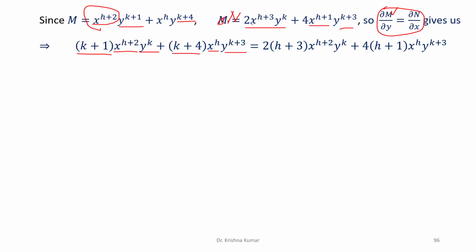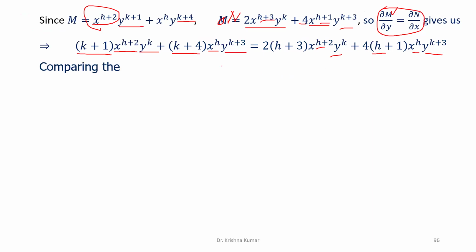So the partial derivative of this means 2 times (h plus 3) into x to the power h plus 2, y to the power k plus 2, plus 4 times (h plus 1) into x to the power h, y to the power k plus 3.